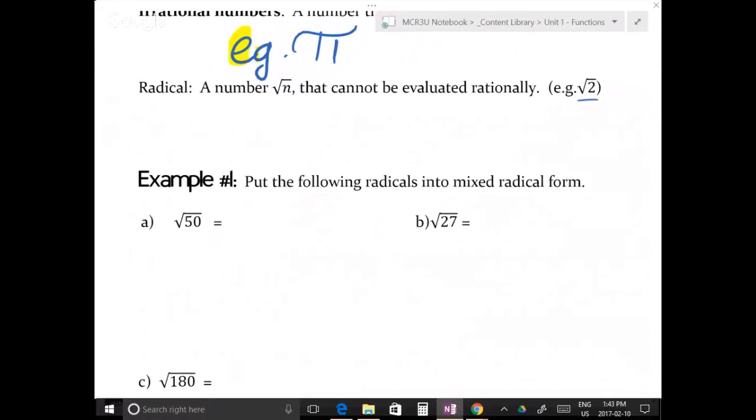So when we take the square root of something, it either works nicely, in which case we can write it not as a square root, or it is what we call a radical, where we can't. For example, the square root of 25. Is this a radical? No. Why? Because it's 5. So this is not a radical.